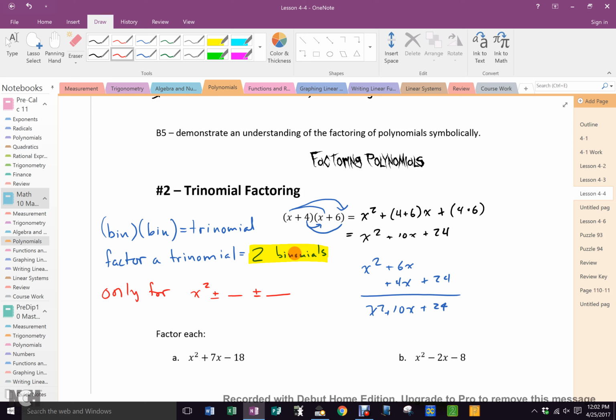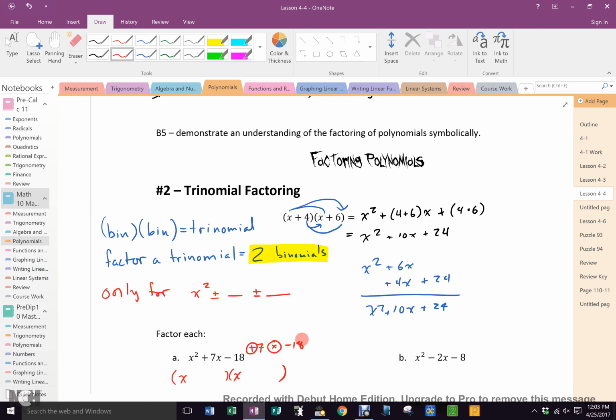Why? Because this is x squared. And I know I need x and x. Because when I do first, I need x squared, yes? Now, what do I know about this number? What do these two blanks have to add up to? They have to add to 7, and they have to multiply to what? Negative 18.